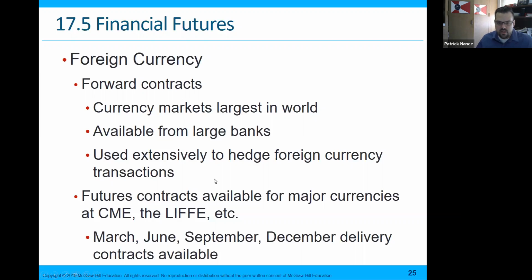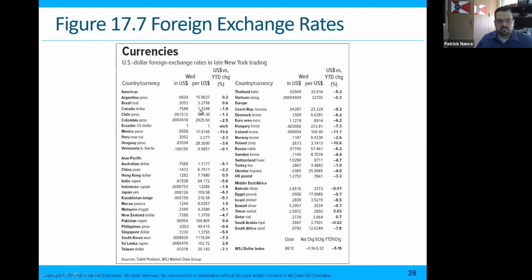Futures contracts are available for major categories. March, June, September, and December delivery contracts are usually available. So here are different currencies, and here's the value compared to the US dollar. You can see the US dollar is still pretty strong compared to a lot of different dollars, but you do get over, like the Bahrain dinar is worth more than $1. The UK pound is worth more than $1. Swiss franc, I believe the euro is too. Where's the euro at? I'm not seeing the European Union euro on here. Okay, move on. Oh, there it is. Euro 1.12, also a little bit stronger than the dollar.